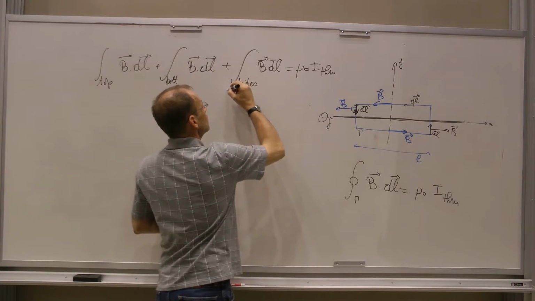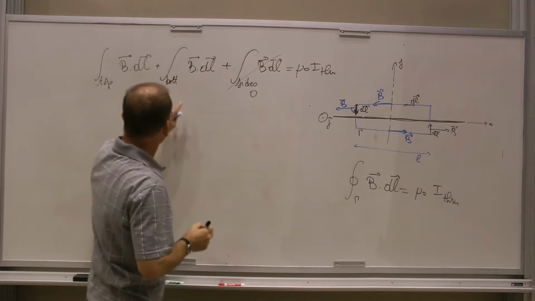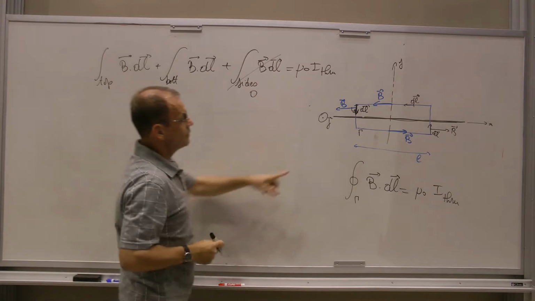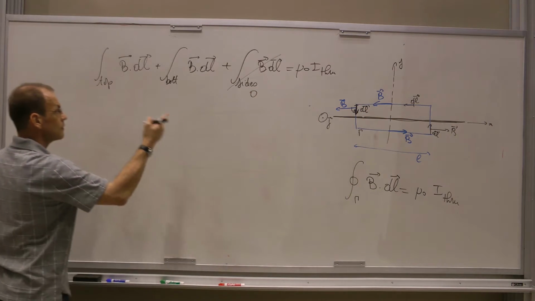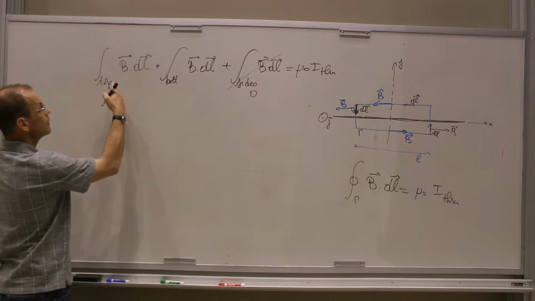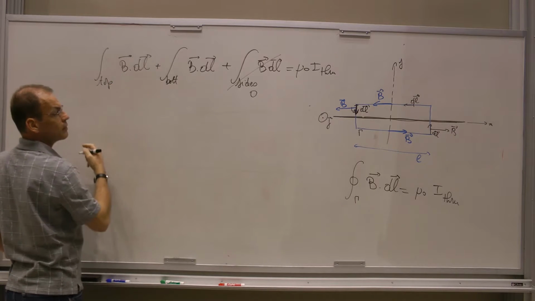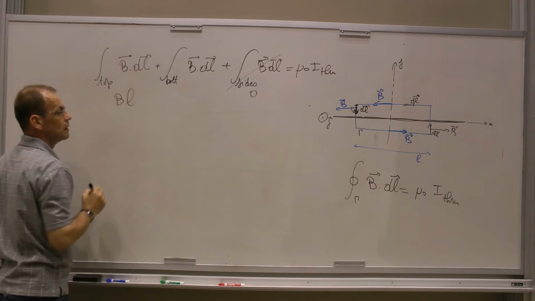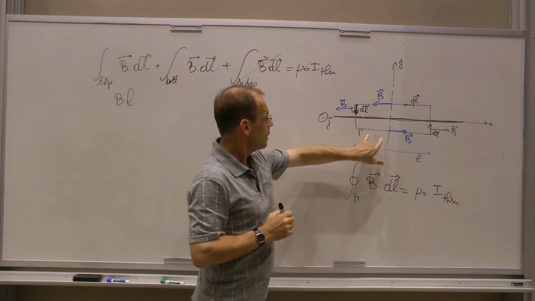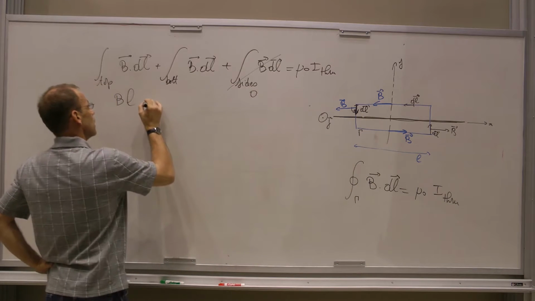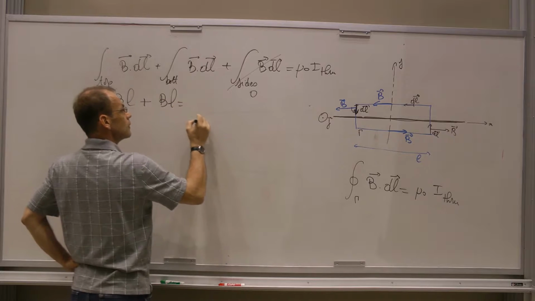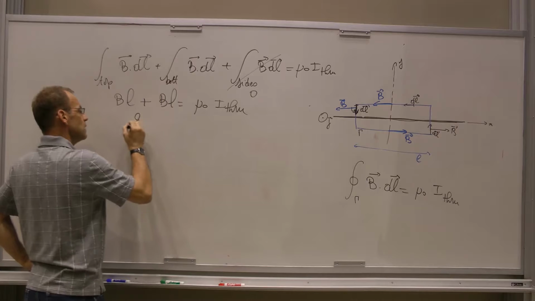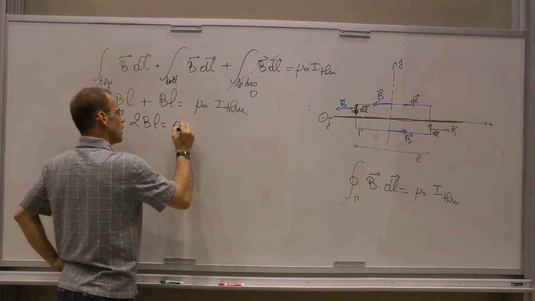So we know that this is null. We only have now to take care of this. Well, it's pretty easy because B and dl are in the same direction at the top, so this is integral B dl, and finally we're left with the integral of dl by itself, which is dl. So we have dl at the top, and we have dl at the bottom. And this is equal to mu 0 I through. So 2BL equals mu 0 I through.